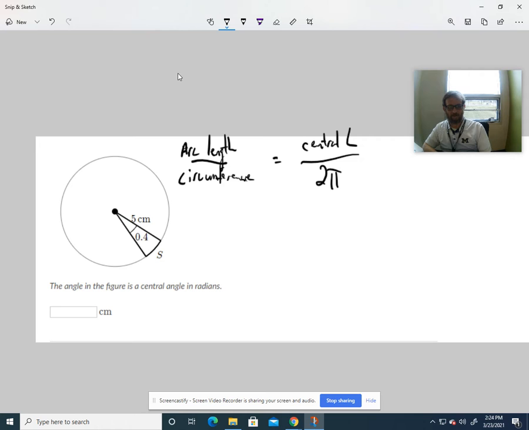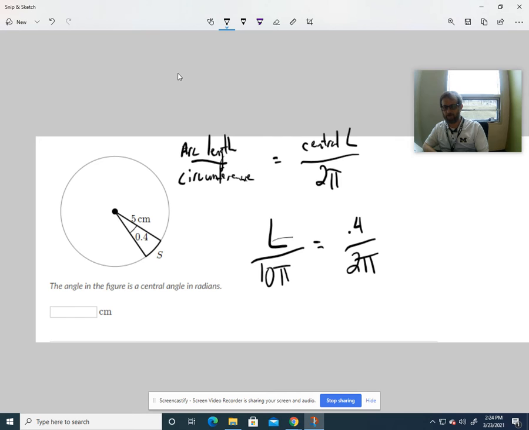So they want to know the arc length. That's the thing we don't know. They're calling it S, but I'm going to call it L for length. The radius is 5, so the circumference is 10 pi. Remember, 2 pi r. Now the angle is 0.4. This is where radians really shine, because the pi's make our lives easy.